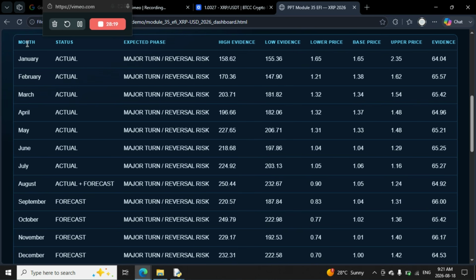So we have the whole year, all the months, the status of them with their actual or forecast, and we're now into the forecast. We have the phases, a major turn or a reversal, the high evidence of that or the low evidence of that. Then we have the low prices for the year, the median prices, and the upper or high band prices. Let's look at August, the actual. It's calling for a median low of 90 cents, with $1.05, which is where we are, and $1.24 for a possible swing up or swing top.